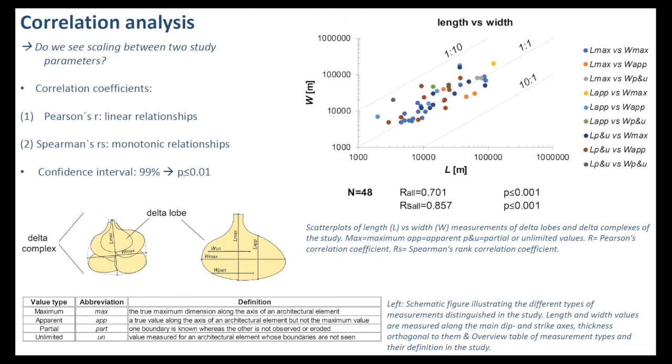So when we look at the p-values, if the results are below 0.01, the results are statistically significant. So in this example of the results, we see that length and width in delta lobes and in delta complexes show relatively strong scaling with each other, and that the relationships are statistically significant.